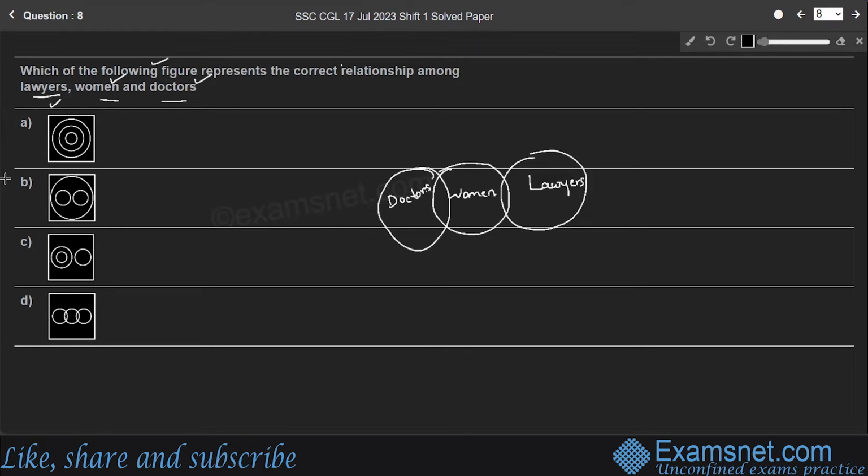So some doctors cannot be lawyers, because both are different professions, right? Therefore, this Venn diagram best represents the relationship among the following classes: doctors, women, and lawyers, right? So look at the options. Option D is the right answer.